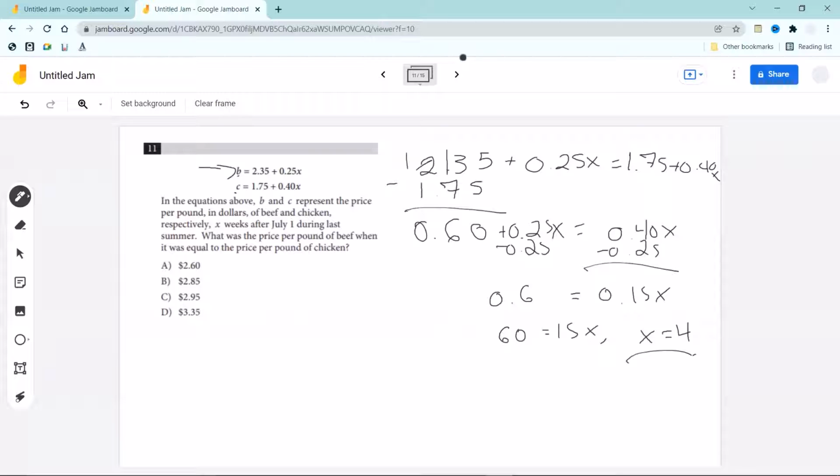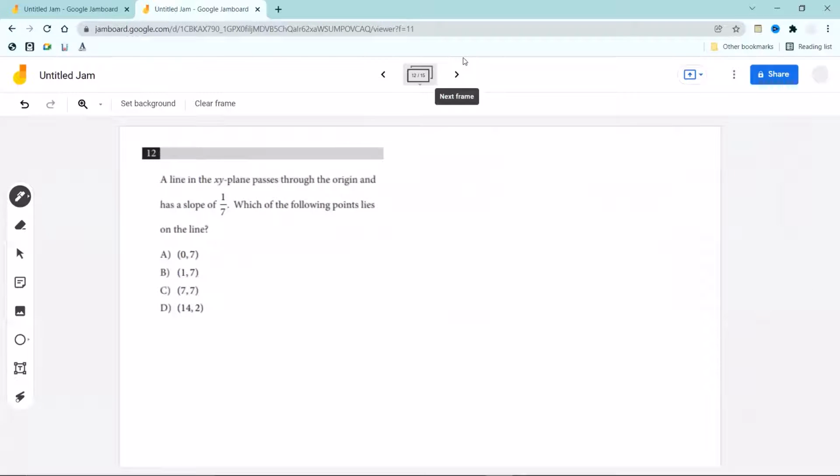All we need to do once we find x is plug x into the b. So we know that b is equal to 2.35 plus 0.25 times 4, which is x, right? This is going to be the price when they're both equal. And that evaluates simply, this is just 1, right? Because 25 times 4 is 100, so 0.25 times 4 is 1. So it's just 1 plus 2.35, which is equal to 3.35. That's the final answer. It turns out to be D here. Great. All right, let's move on to the next one.